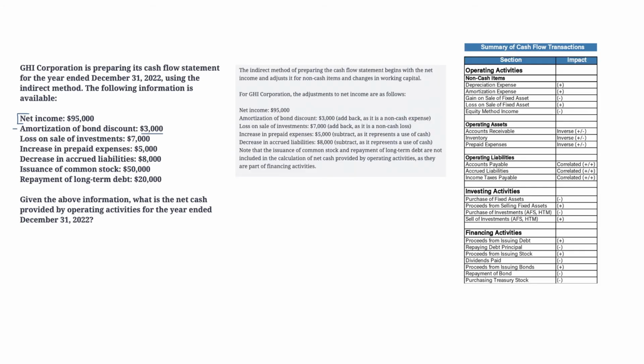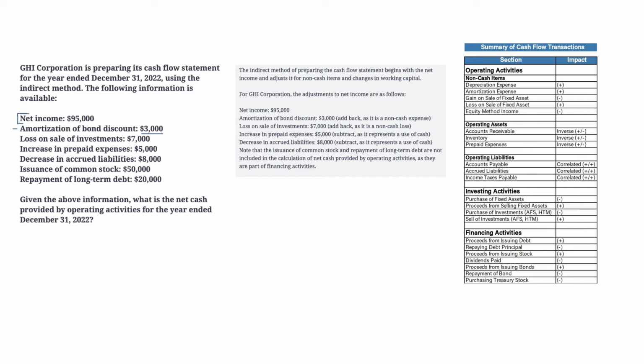Now let's take a look at this similar question to continue practicing this concept. So we're still looking for the net cash provided by operating activities. So the $95,000 of net income is the starting point. The first item is amortization of a bond discount of $3,000. This means that we recorded an expense of $3,000, but it was actually a non-cash transaction. So amortization of bond discounts or premiums are non-cash transactions.